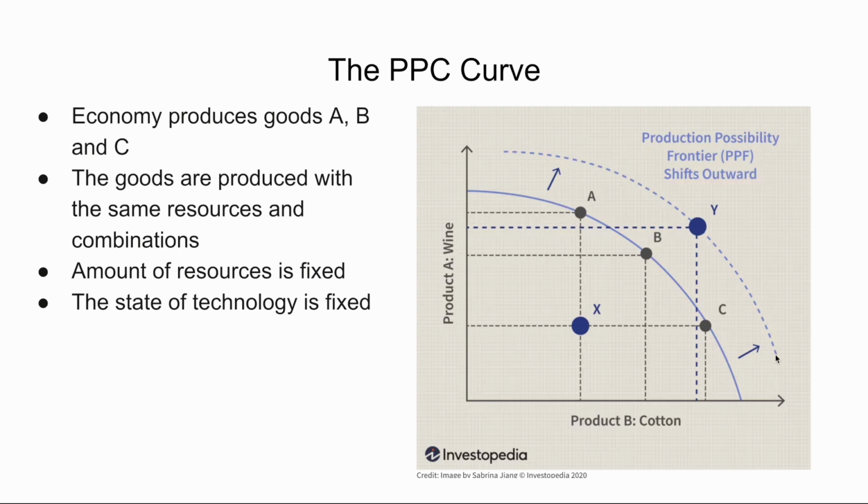But as you can see here, what happens when the production possibility curve shifts outwards? You can see that here through this dotted line. So why does this happen? This happens, for example, when there's an increase in resources. For example, GDP increases in a country. This shifts the production possibility curve outwards, and we see point Y here. This allows for more resources to be allocated to this product.